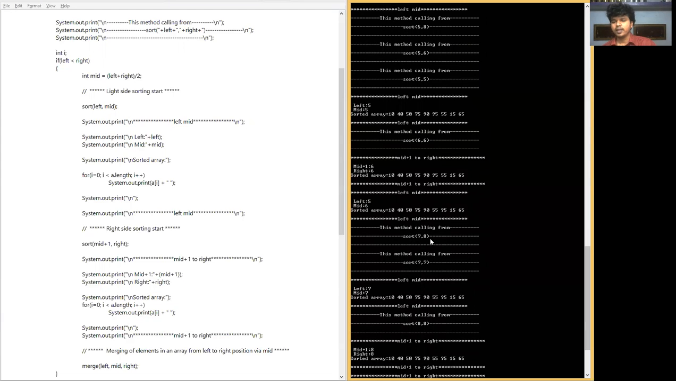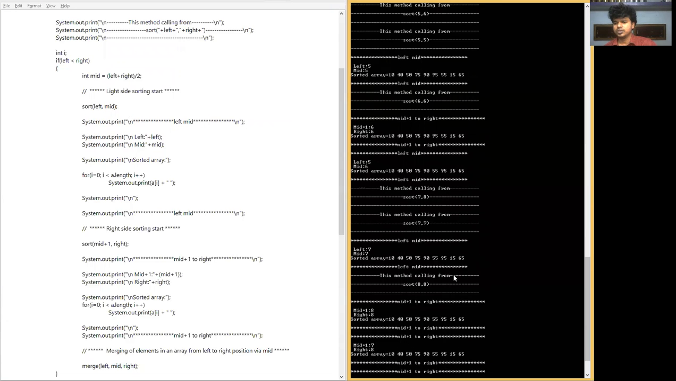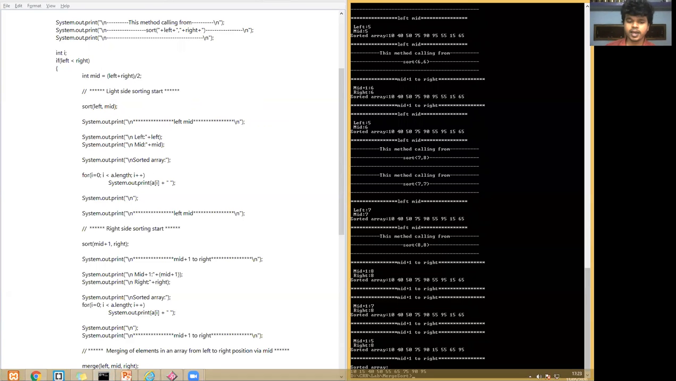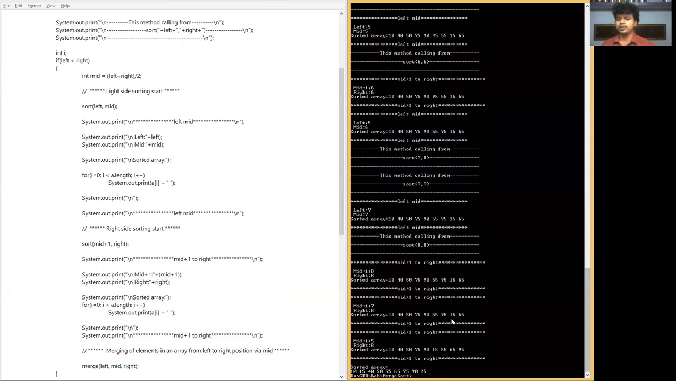7, 8. Then this method is going to split 7, 7, and 7, 7 is nothing but 15. So individual elements could not be sorted out, and they remain in the same position. And 8, 8 is also in the same position. So 15 and 65 are in the same position. Then after that, they are going to backtrace again. These two came from 7, 8. So the 7, 8 positions are going to be interchanged up to here.